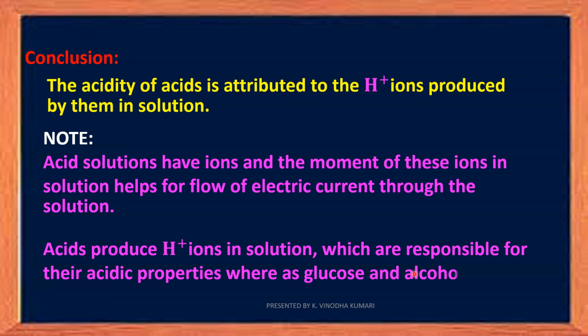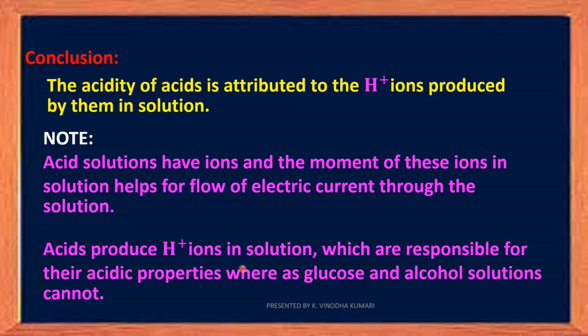Whereas we have seen that glucose and alcohol do not contain any H plus ions, isn't it? So that means they don't have any acidic properties. Why? Because acids produce H plus ions in solution, which are responsible for their acidic properties. Glucose and alcohol do not produce any H plus ions, because only if it contains H plus ions will the movement of the ions lead to the glow of the bulb. So the bulb does not glow. That means glucose and alcohol do not contain any ions in them.